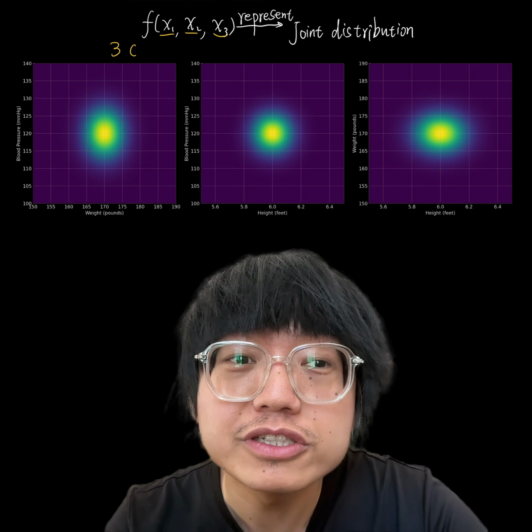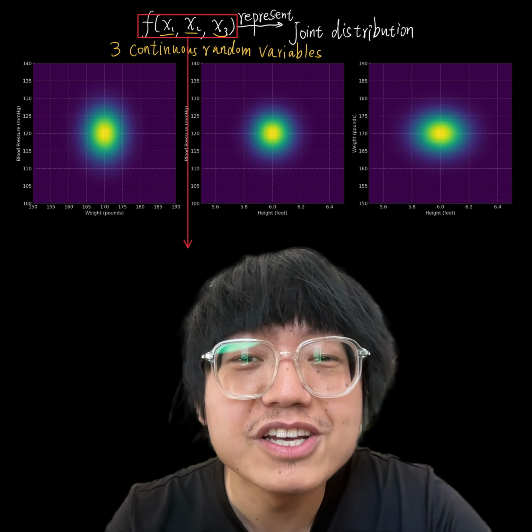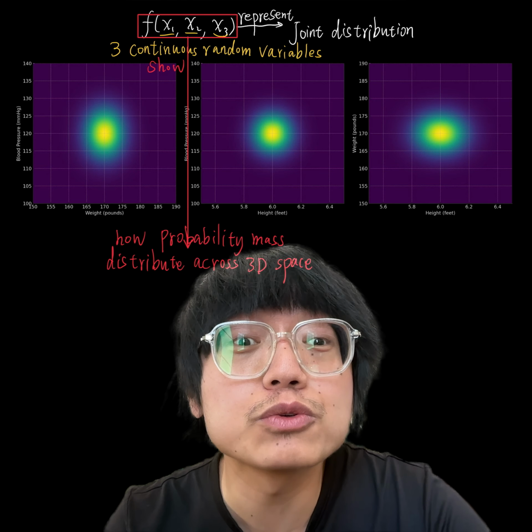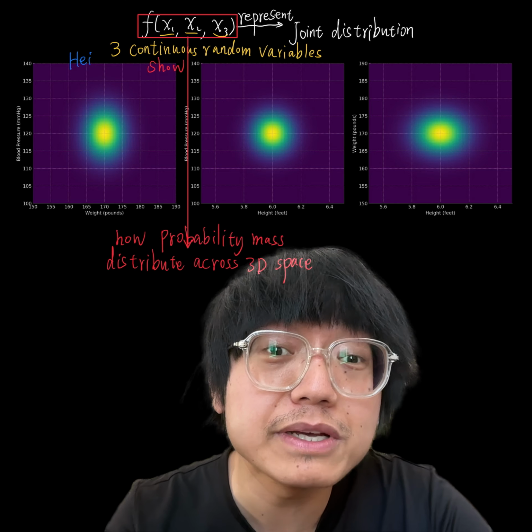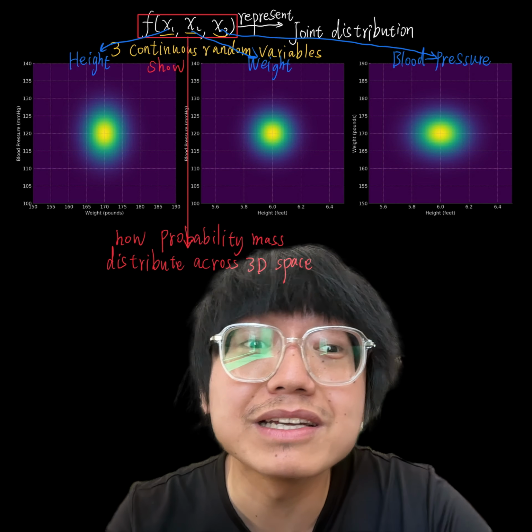The function f of x1, x2, and x3 represents the joint distribution of three continuous random variables. So these density functions show how the probability mass is distributed across three-dimensional space, with each dimension corresponding to one of the variables: height, weight, and blood pressure.